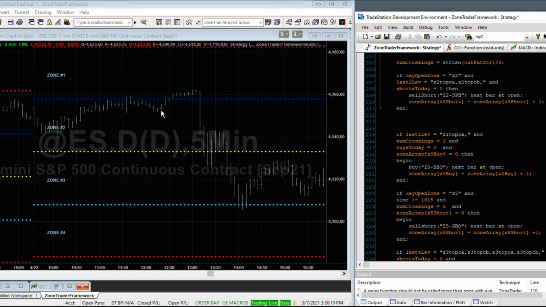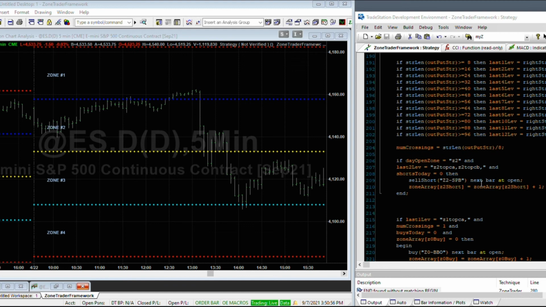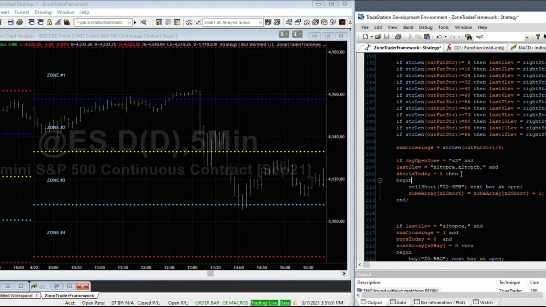So hopefully, if I've coded this properly, you're going to see a sell short right here. Before I do that, I just saw that I forgot to put my begin here. Sorry about that. Multiple statements in an if-then construct need a begin and an end.